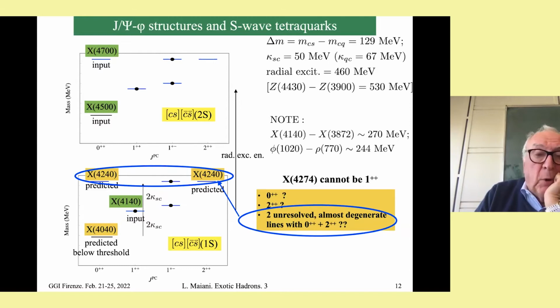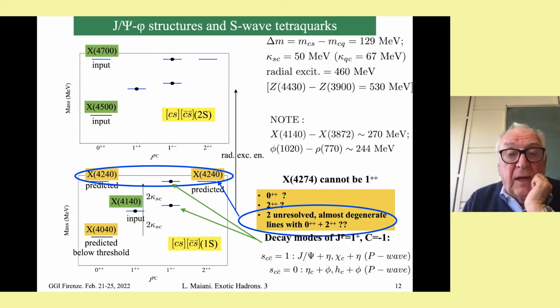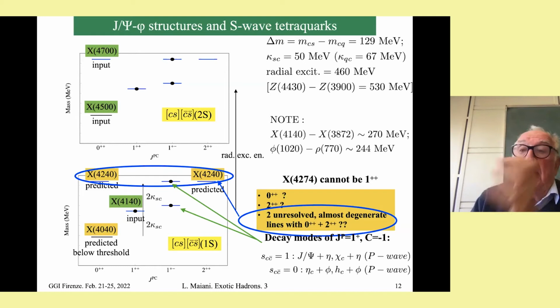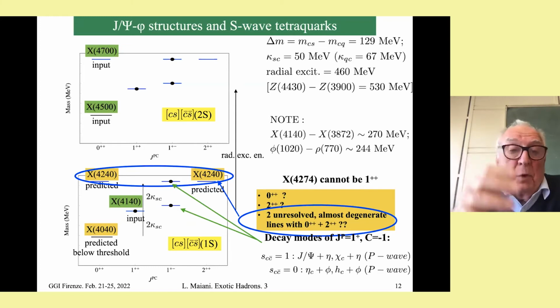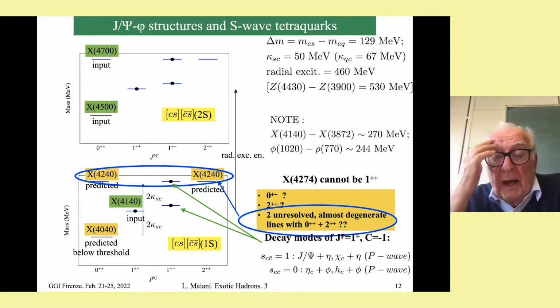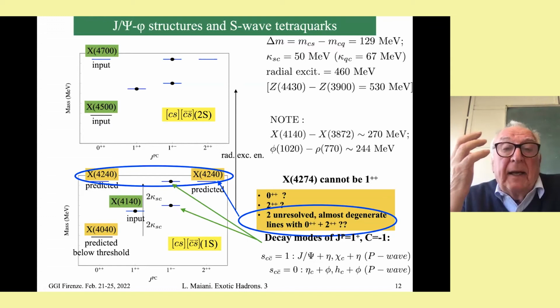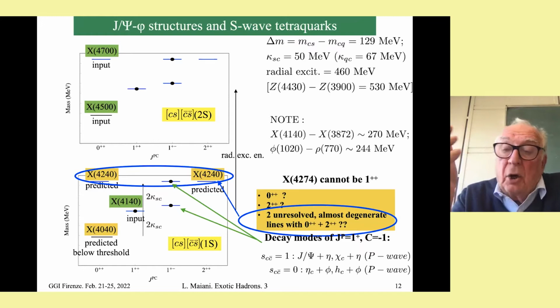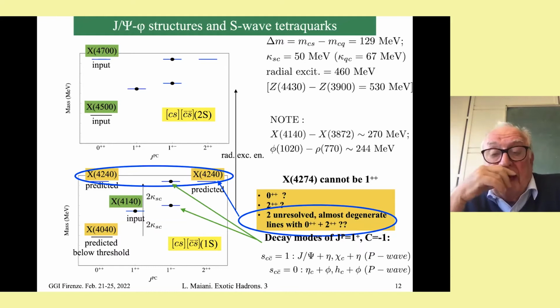The other point that I want to point out is the presence of two negative charge conjugation resonances, which are the analog of the Z and Z prime that we discussed before. And now these are predicted to be there at the mass that they have. We'll come back to that tomorrow, but they are negative charge conjugation, so they cannot appear in the J psi phi spectrum, which is plus charge conjugation, but they should be looked for in states like J psi eta or chi c eta or h c phi. And these are the various possibilities, and for the moment, we are waiting for that.